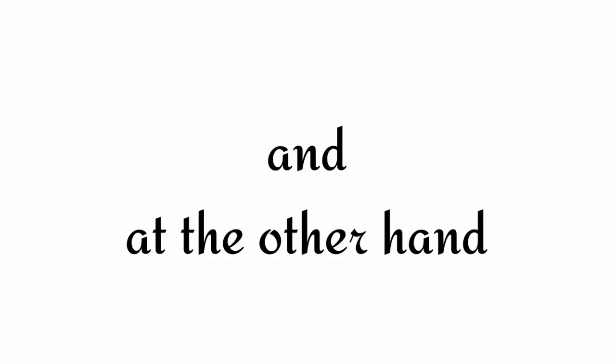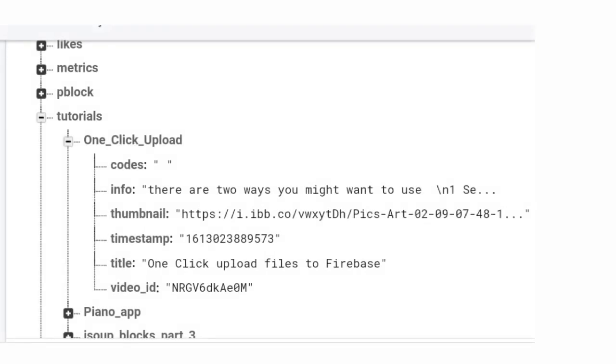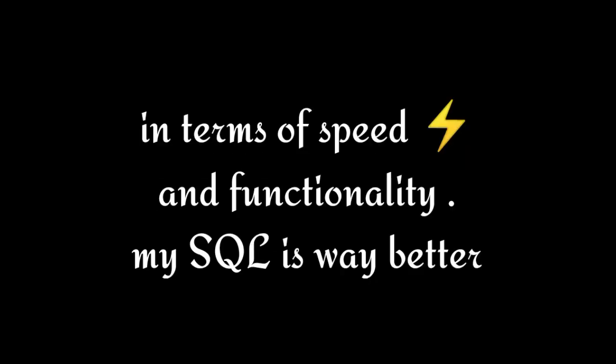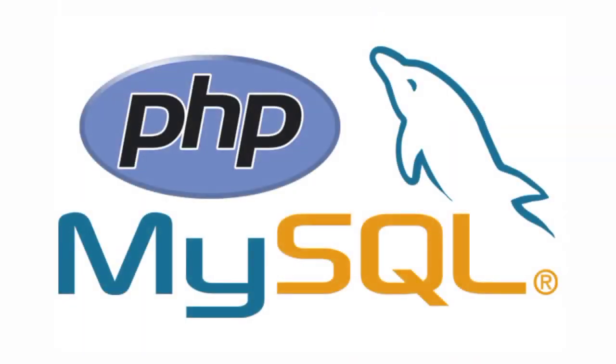And on the other hand, non-relational databases store data in different forms. For example, if we take Firebase, it stores data in a JSON tree, which provides more optimization and more control over your data. In terms of speed and functionality, mySQL is way better than Firebase. mySQL is really fast, but it needs manual coding.